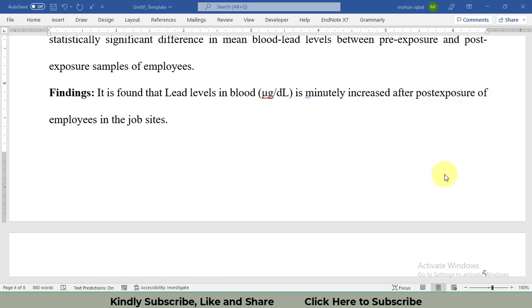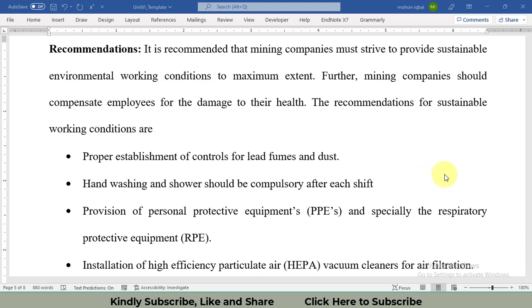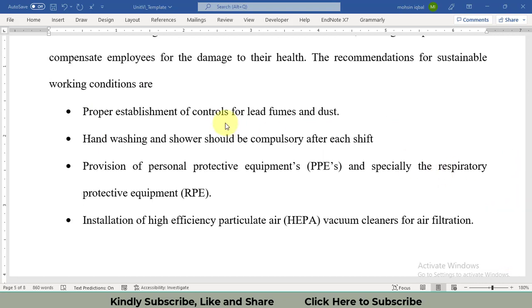in the job sites. Recommendations. This is the most important. It is recommended that the mining companies must strive to provide a sustainable environment to their employees. Further, mining companies should compensate employees for damage to their health. The recommendations for sustainable working conditions are: proper establishment of controls for lead fumes and dust.